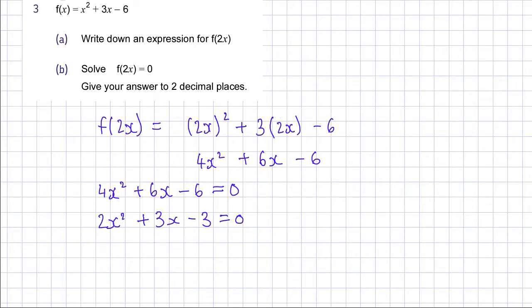Now, when I'm solving quadratic equations, I can factorize, and if I can't factorize, I should be using the formula. Let's try and factorize it. Let's do a times c. So a times c is 2 times minus 3, which is minus 6. So I need a product of minus 6 and a sum of plus 3. Now, I know that there's no two numbers that will give me a product of minus 6 and a sum of plus 3. So I need to use the formula.